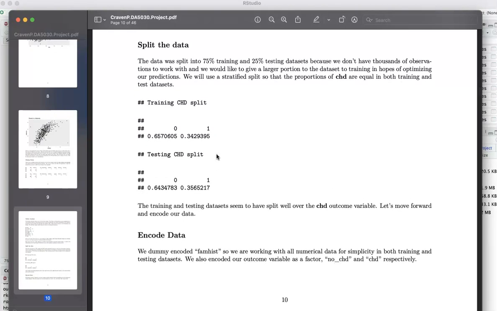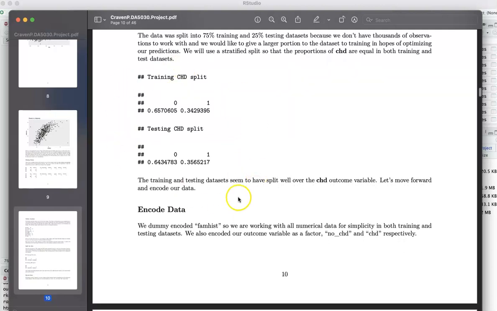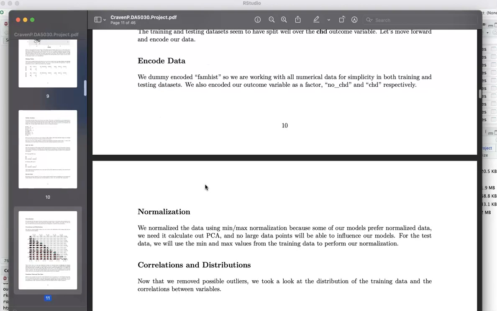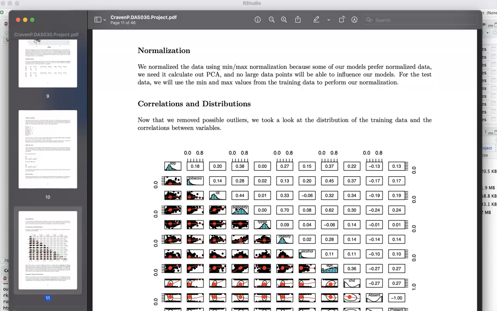The next thing I did was perform a stratified split of the data, where 75% went to training, so most of it was for training our models, and 25% was the testing or validation data set. Since I did a stratified split, you can see here that our outcome variables are around the same proportions in both the training and testing data sets. I also encoded my data. I dummy encoded family history, so it was all numerical, and I also made my outcome variable a factor.